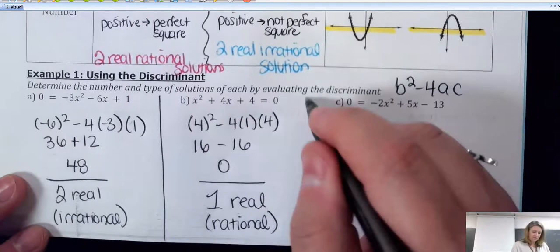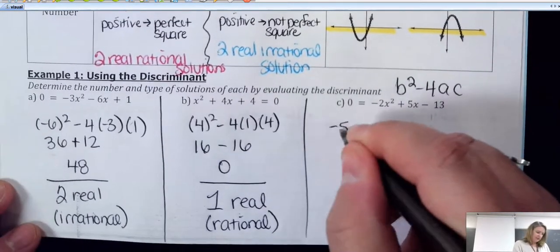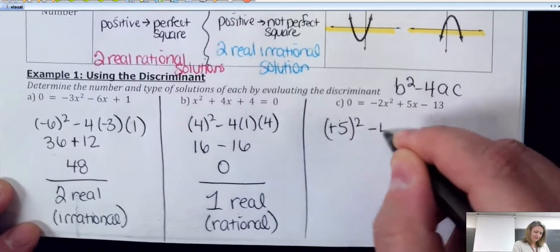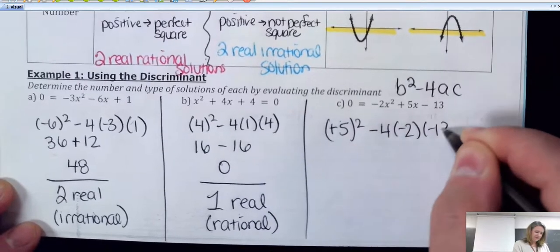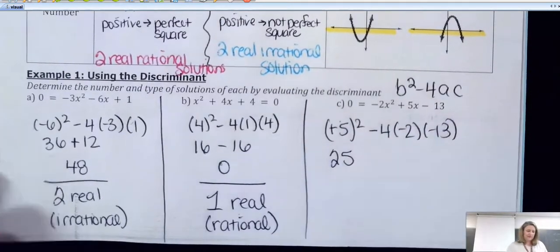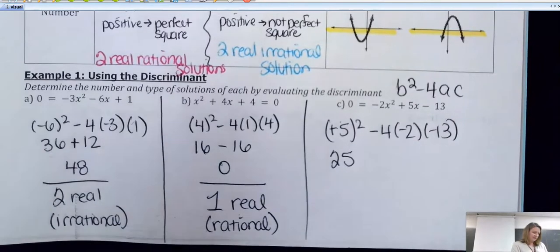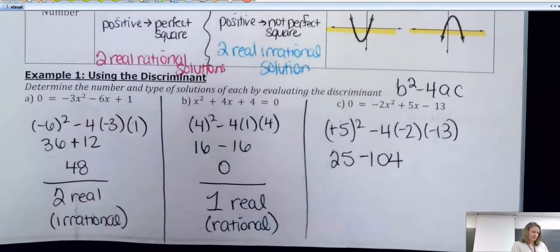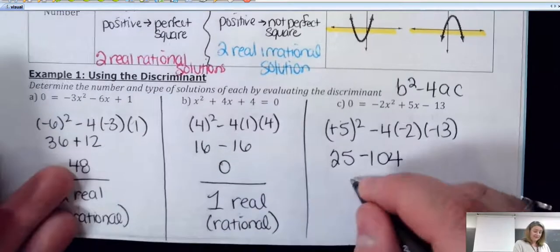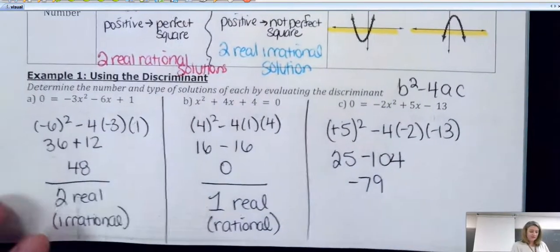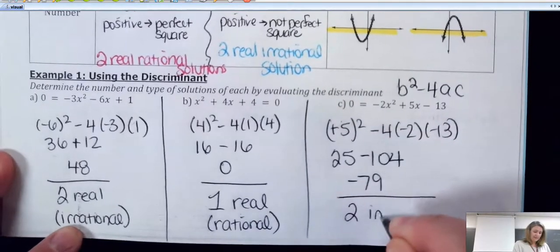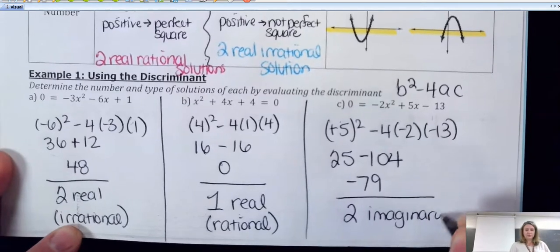Okay. And then the last one, discriminant, b squared minus 4 times a times c here. This is going to be 25, and then I'm going to do negative 4 times negative 2 times negative 13. So this is going to be minus 104, and if I go ahead and subtract that, we're going to get negative 79. So anytime your discriminant is negative, you're going to have two imaginary solutions there.